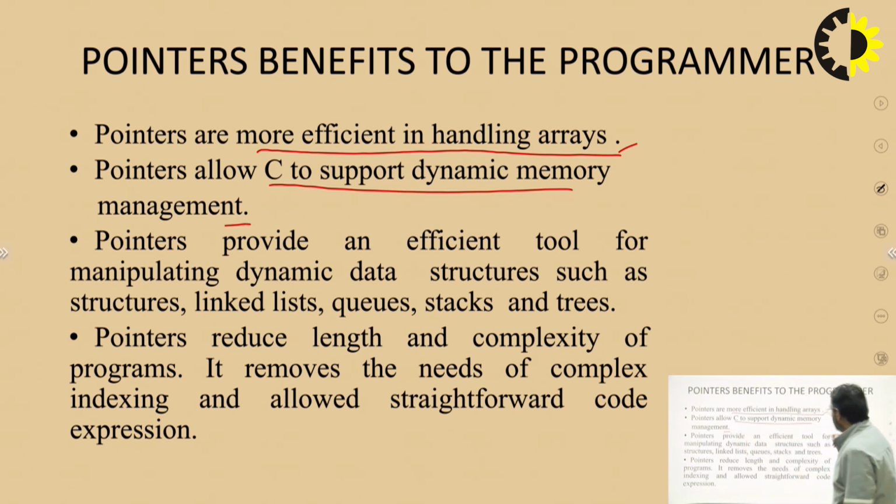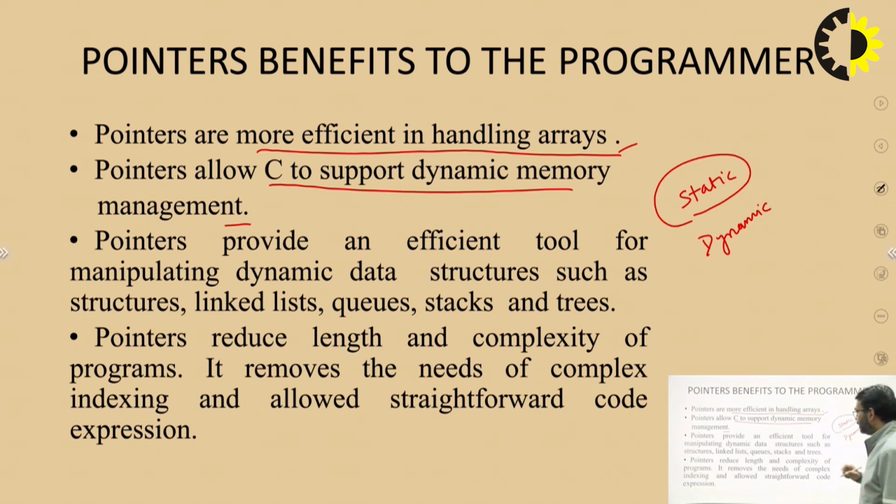It means there are two types of memory management. First one is static, second one is dynamic. When a program is compiled, the memory assigned to different variables is called static memory allocation. But while we use pointers, it allows dynamic memory allocation. It means we can assign different memories to different variables at runtime.